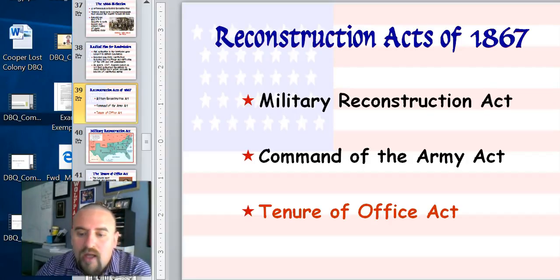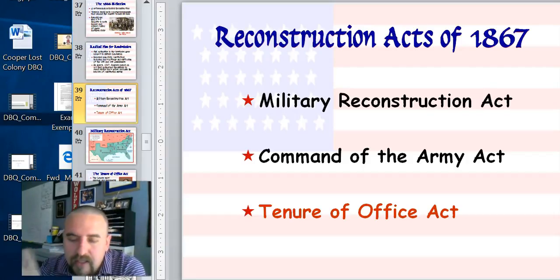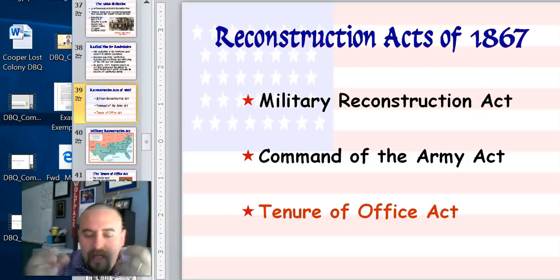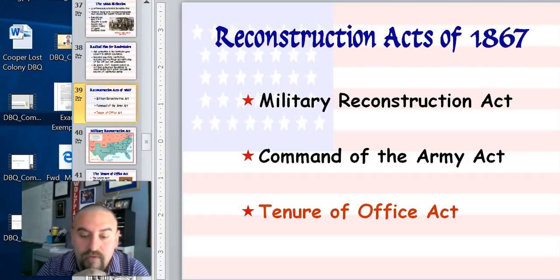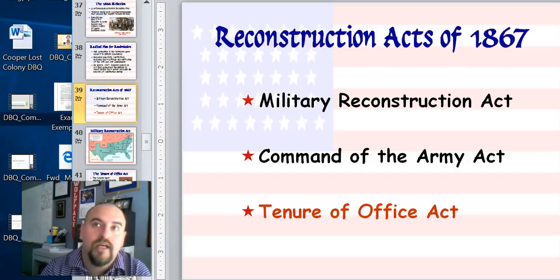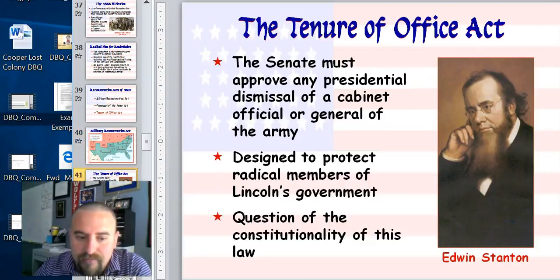And another one of those is the Tenure of Office Act. The Tenure of Office Act, there was a lot of tension between Johnson and Lincoln's cabinet. And he wanted to fire some people, especially Edwin Stanton, who was the Secretary of War. But Congress is going to pass the Tenure of Office Act, which basically says if you needed Senate's confirmation to get your job, the Senate has to fire you. They have to have a say in your firing. The question is going to be on constitutionality of this.